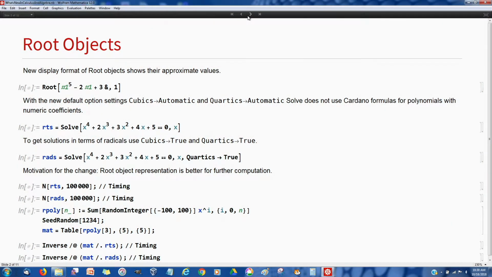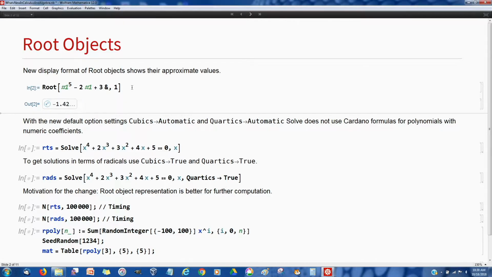So the root objects. We have changed the display format of root objects. If you evaluate a root object now, you will get something like this short form that just shows the approximate value. It's still an exact number, and nothing has changed in the underlying expression. It's just a display form that's shorter and more readable.